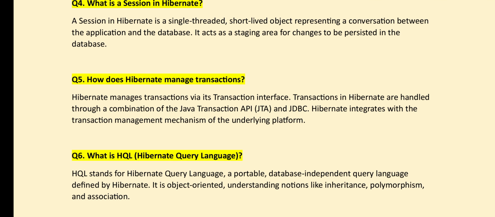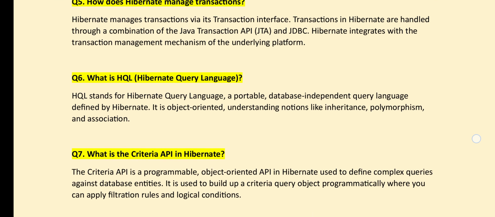What is HQL? HQL stands for Hibernate Query Language, a portable, database-independent query language defined by Hibernate. It is object-oriented, understanding notions like inheritance, polymorphism, and association.